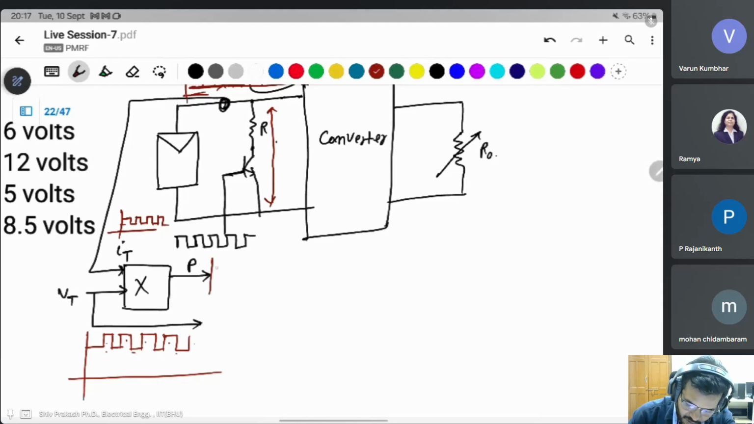Now I use a block which will remove the DC voltage. Remove the DC average value of this one. Use a DC voltage block which will remove the average DC value.